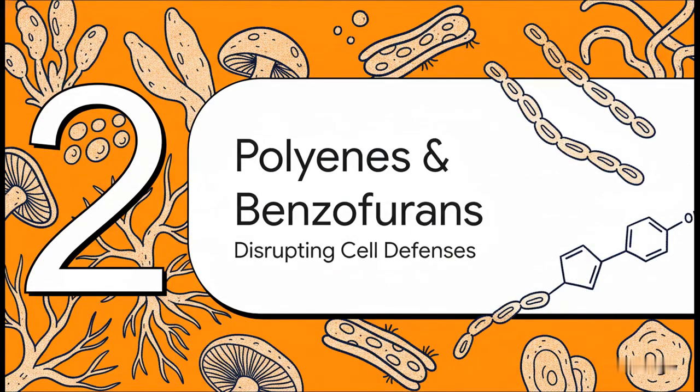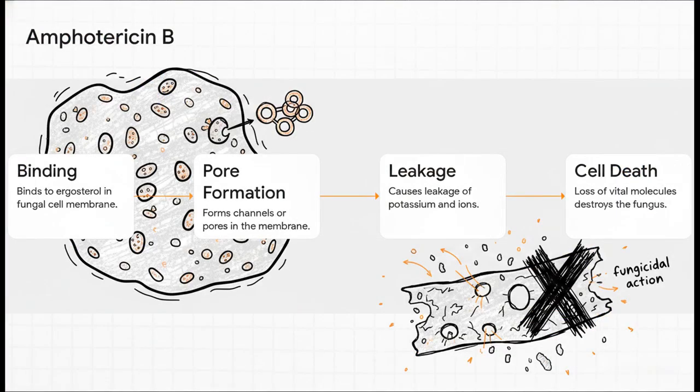Moving right along to Section 2, polyene antibiotics and benzofurans, disrupting membranes and microtubules. These are some of our oldest yet most potent weapons. And this brilliantly illustrates exactly how Amphotericin B works. It's a fascinating sequence. Step 1. The drug binds with high affinity right to the ergosterol in the fungal cell membrane. Step 2. This interaction physically creates channels, or pores, right through that membrane.